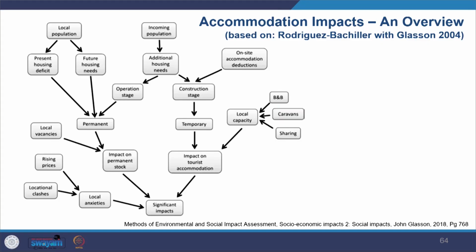So you can see here in the network diagram, you can see the local population and what is the present housing deficit, future housing needs, and then how there'll be incoming population which will add additional housing needs, and there'll be an operation stage, and then there will be a permanent population and what kind of local vacancies will be created, impact on the permanent stock, and then how you look at the significant impact. So that's how you can look at different aspects, different stages, and then how much changes are happening.